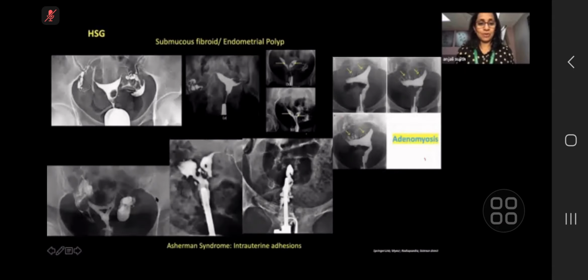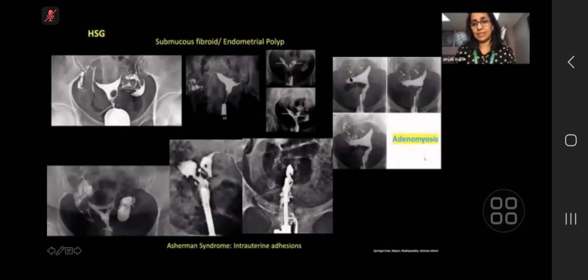And the bottom row is a completely distorted endometrial cavity, with some irregular filling defects within the cavity. These occur when there are intrauterine synechiae, and this is called Asherman syndrome. This can occur consequent to previous abortions or curettage, which can result in intrauterine adhesions. Additionally, you can see a hydrosalpinx also on the first image.